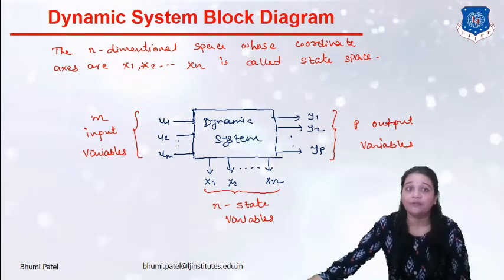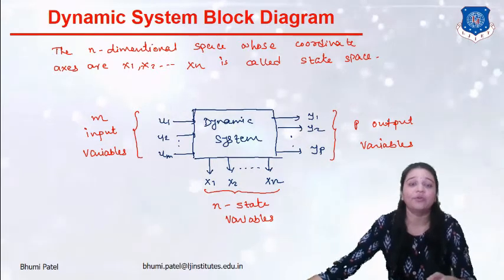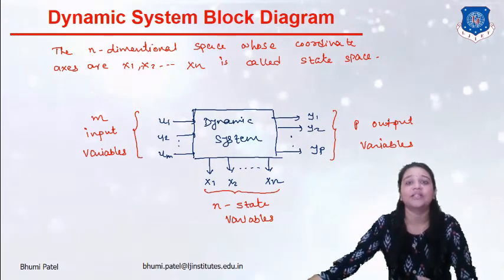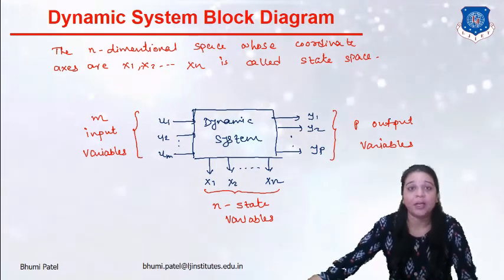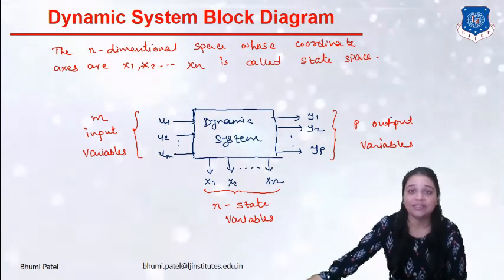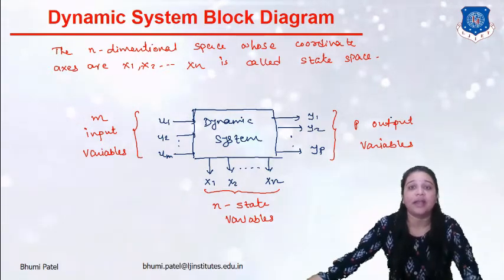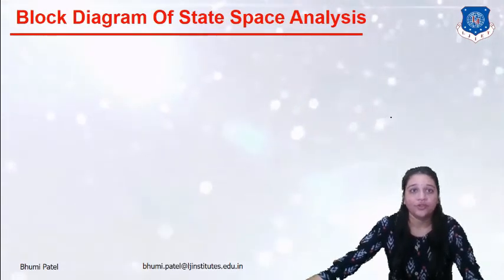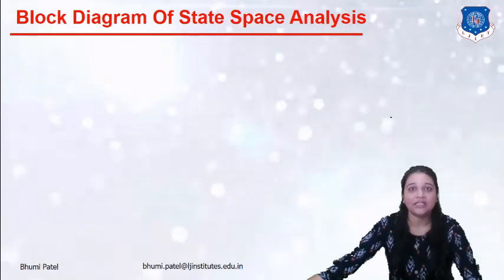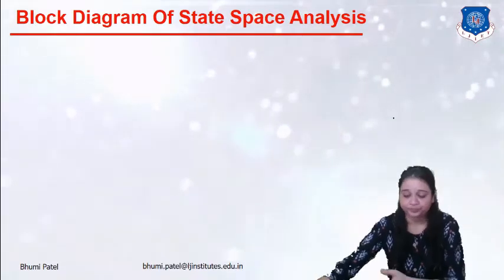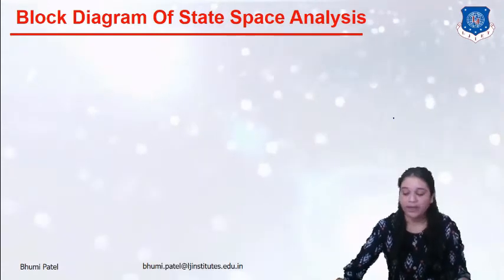Up to now we have studied that an input is given to a particular system and we get some output. In state space we can add the state variables for this particular dynamic system, and for that we get the output. So we have studied the block diagram of the state space analysis, and now we have to draw a block diagram.